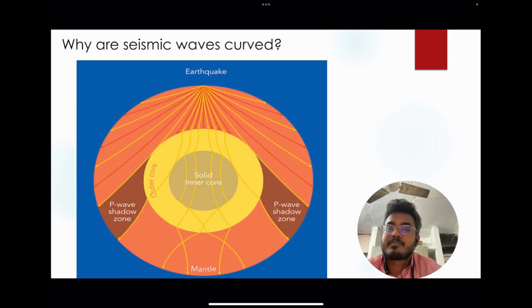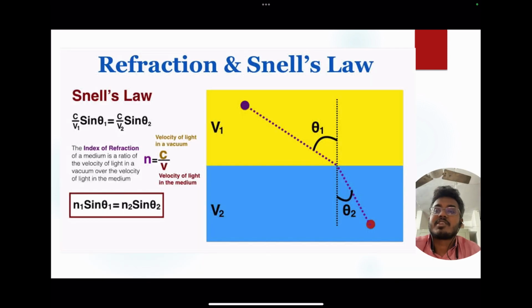Look at this image. This is a typical picture of seismic waves that you will find in a book or on the internet. The lines in yellow and red are body waves that are moving through the interiors of the earth. But why are they curved and not traveling on a straight path? To explain this, I have to take you to the familiar light waves. You must have studied in high school that when light moves into a medium where its velocity changes, its direction also changes.